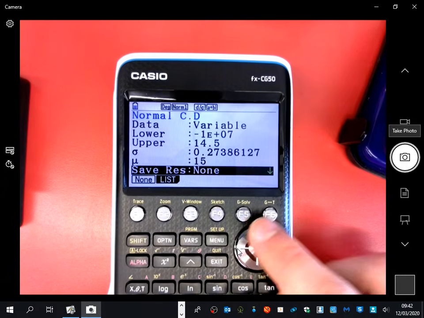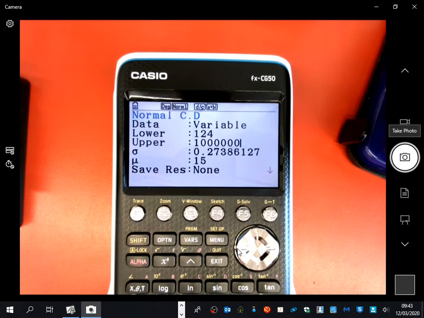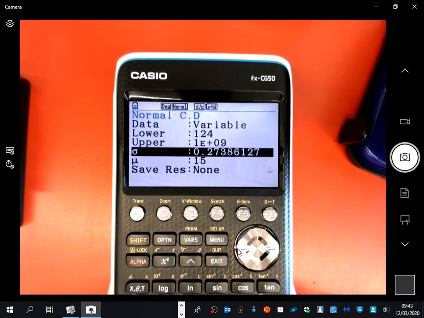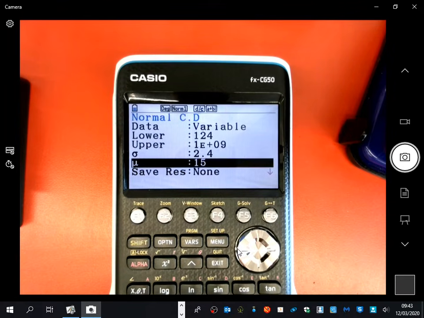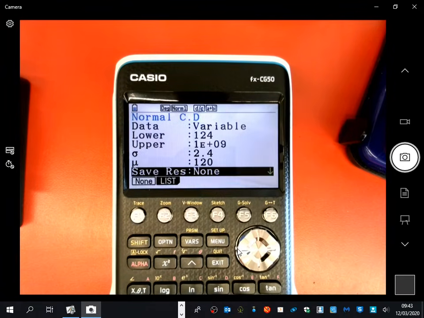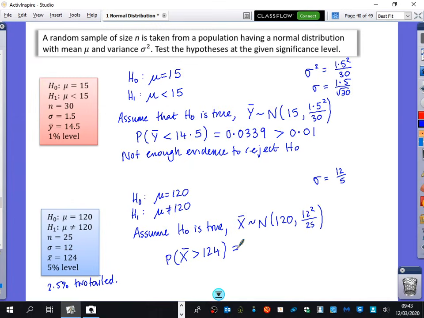I want to know that it is bigger than 124, so I'll do my upper. We said that the standard deviation was 12 over 5, and the average was 120. And we get that the probability is 0.0478. Now, if you thought this was a one-tailed test, what would you have said?